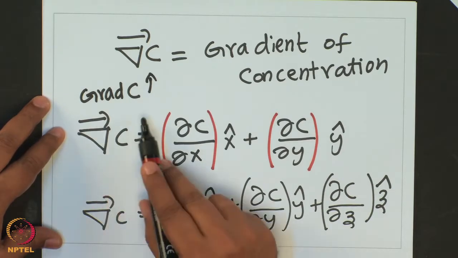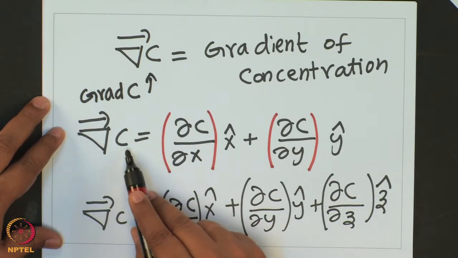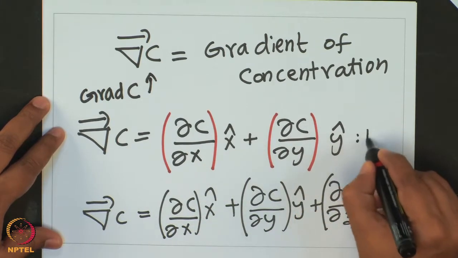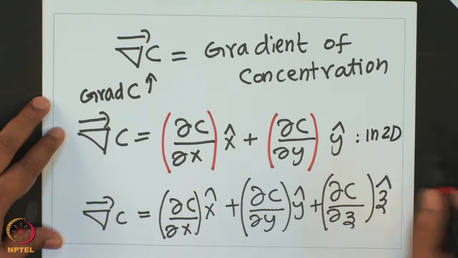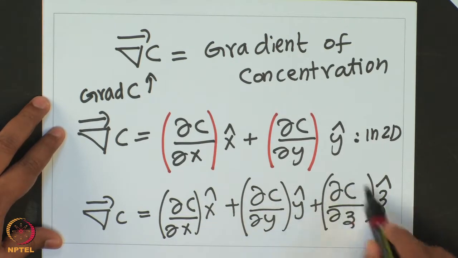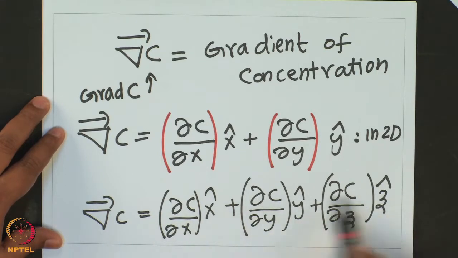So gradient of concentration, grad C, is equal to del C by del x, x cap plus del C by del y, y cap in 2D, two dimensions. In three dimensions, del C is del C by del x along x cap, del C by del y along y cap, and del C by del z along the z cap, which is the z-axis. So along the x-axis this is the component, along the y-axis this is the component, along the z-axis this is the component. So there are three components. I could write this is a number, this is another number, this is another number. These three components together form this vector del C.